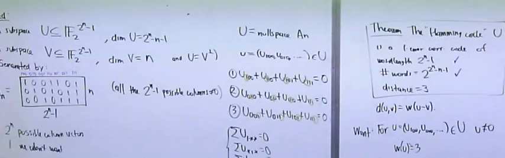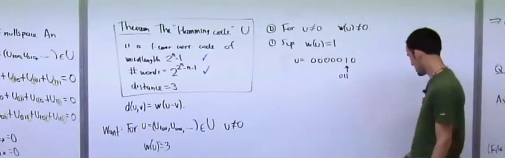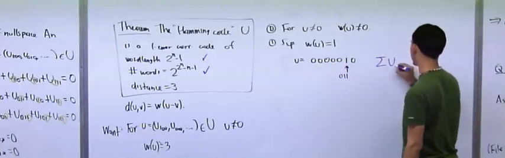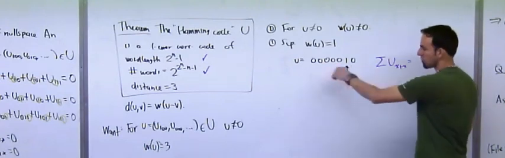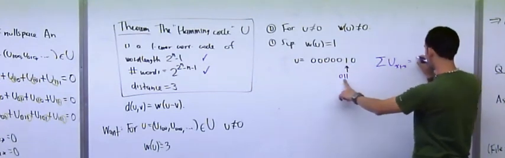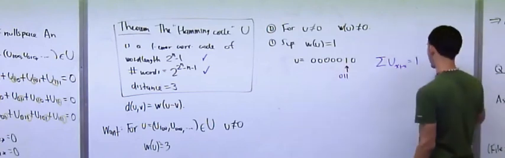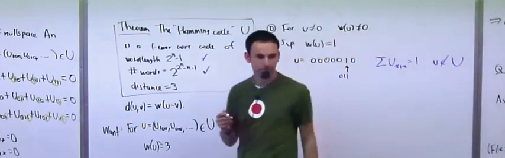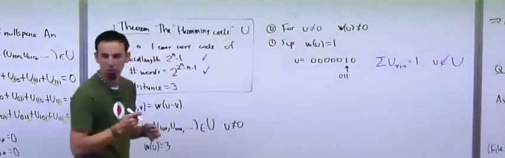So how can you have a word like this which has only one non-zero entry? Well, if u is in the null space, then the summation of u*1* is equal to 0. But it's actually equal to 1 according to this, because there's only one coordinate with a 1 involving a 1. So u is not in the null space. So that's why you don't have words of weight 1 in this code.